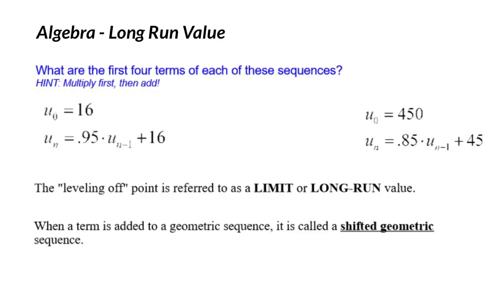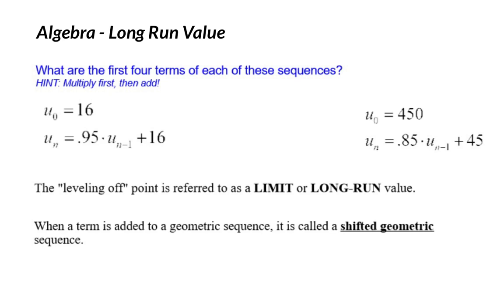So this leveling off point, either as a growth like this one, where it kept getting bigger but by smaller amounts, or this one where it kept getting smaller but by lesser amounts, that's called our long-run value, or our limit. I want to talk about how we can calculate that, but first let me explain, because we've had an arithmetic and geometric sequence, and you see that this part has both. We're multiplying like a geometric, but then we're adding like an arithmetic. This is called a shifted geometric.